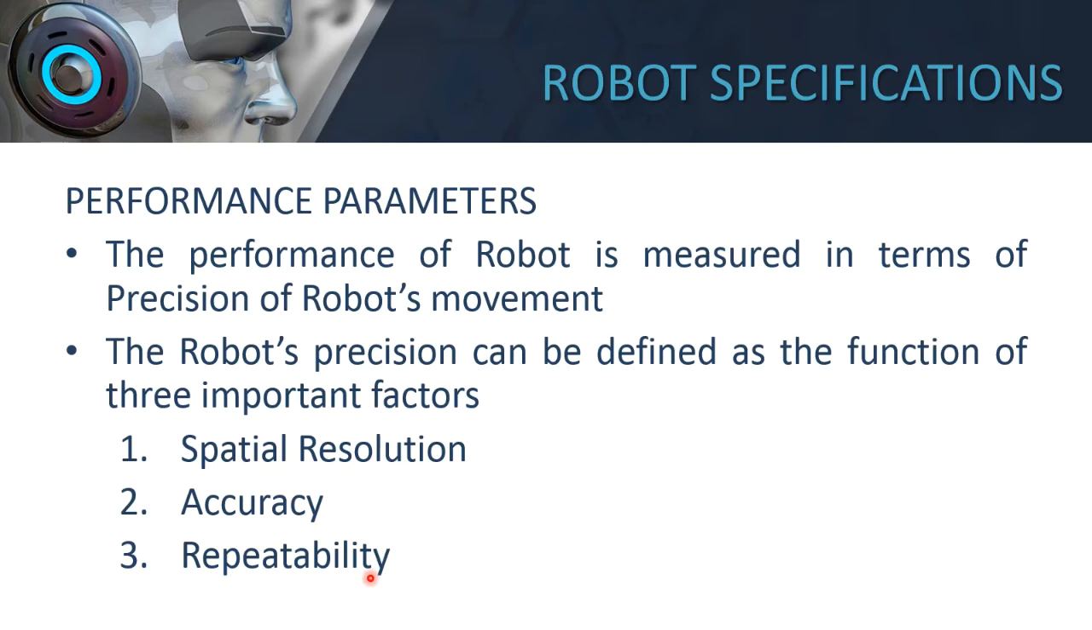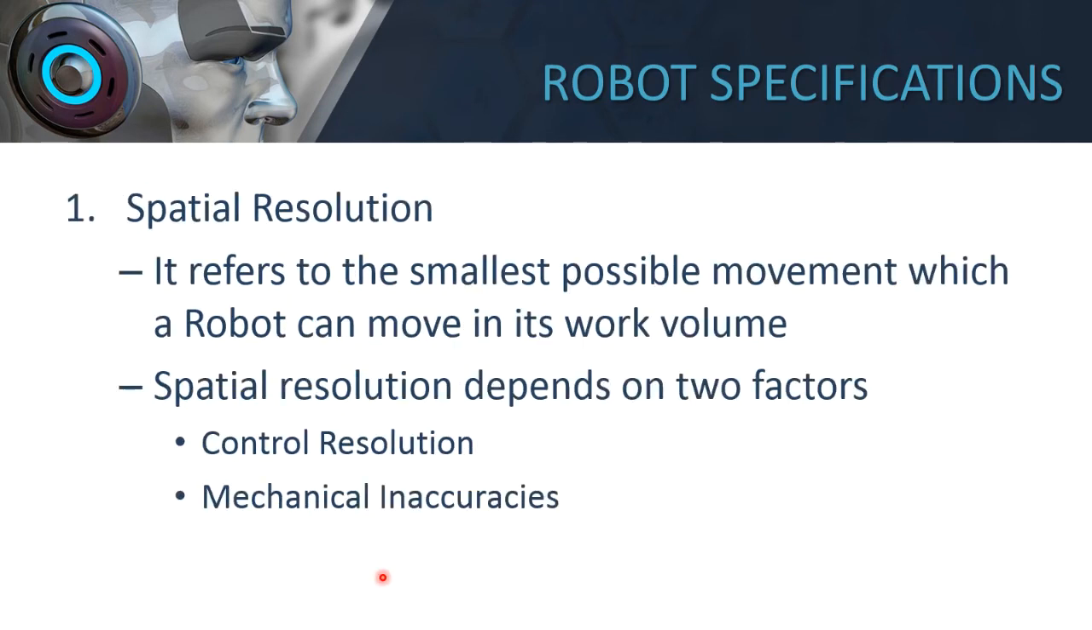Under performance parameters, the robot's precision is defined as a function of three important factors: spatial resolution, accuracy, and repeatability. What is spatial resolution? Spatial resolution refers to the smallest possible movement which a robot can make in its work volume. You have understood what exactly a work volume is. It can be a rectangular work volume, a cylindrical work volume, or a spherical work volume. But in that work volume, the smallest possible movement of a robot is called the spatial resolution.